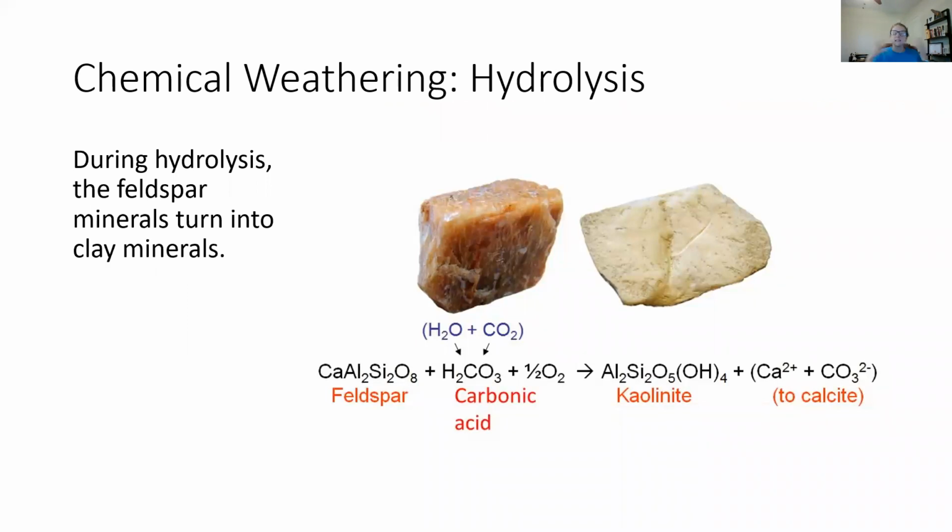All right, and as I said, chemical weathering changes the composition of a rock. An example of that is during hydrolysis, the mineral feldspar will be weathered into clay. If you look at this chemical reaction here, feldspar combined with carbonic acid produces an entirely new mineral called kaolinite, and also eventually calcite. Kaolinite, by the way, Georgia leads the United States in the mining of kaolinite. It's a huge part of our economy.